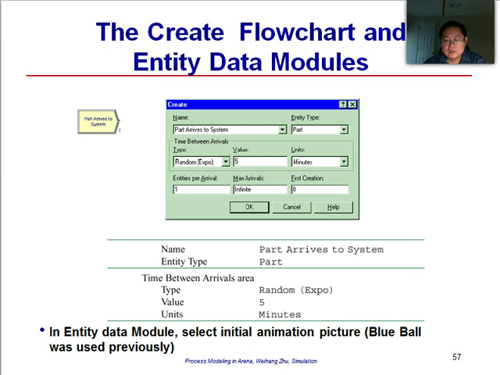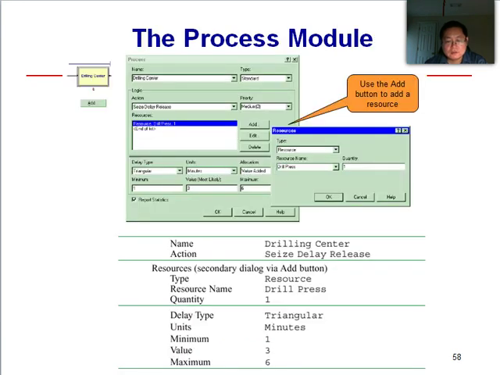After this, if you click the Entity module icon in the Basic Process panel, you may find out the part entity is created with a few default options. We can change the options of the parts. For example, we can change its initial picture to blue ball by selecting it from the drop-down list. Double-click the Process module and set the parameters as shown in the figure. We can click Add button to add a new resource, the drill press. The simple simulation model is done.